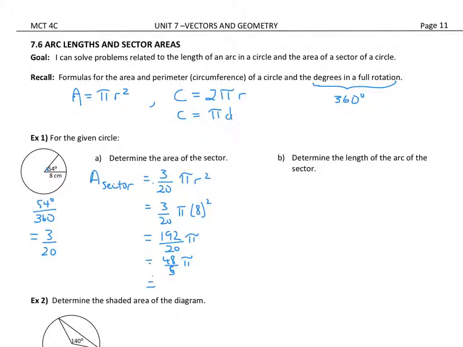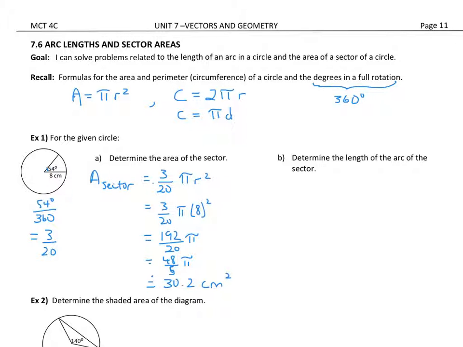But as I said, we can take that to a decimal, so I multiply that by pi, and I get about 30.2 to one decimal place. And that's area, so it's square centimeters that we're covering with that piece.